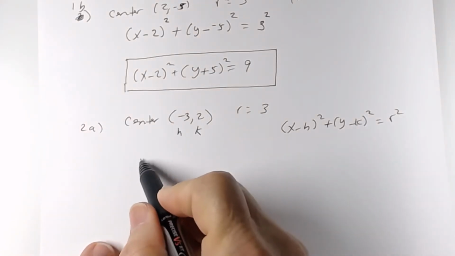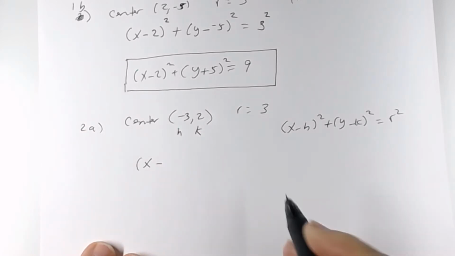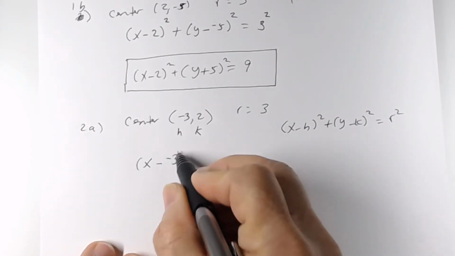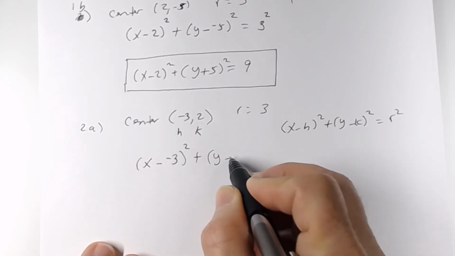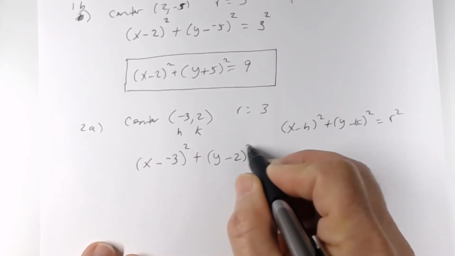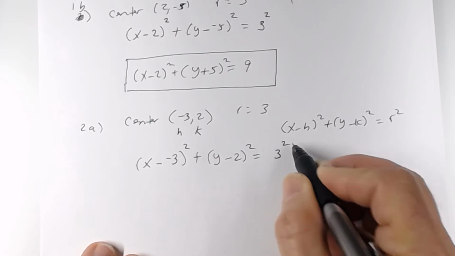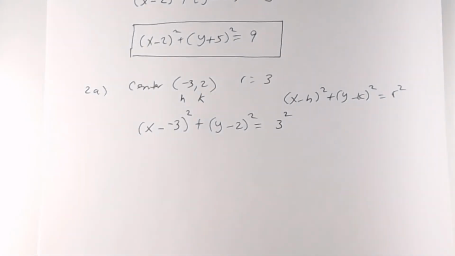All right, so I get x minus h. What's h? Negative 3. What do I do to that? Squared. Plus (y minus 2) squared equal 3 squared. So that's where we're at. Okay, you know that that's not how I'm supposed to write it.